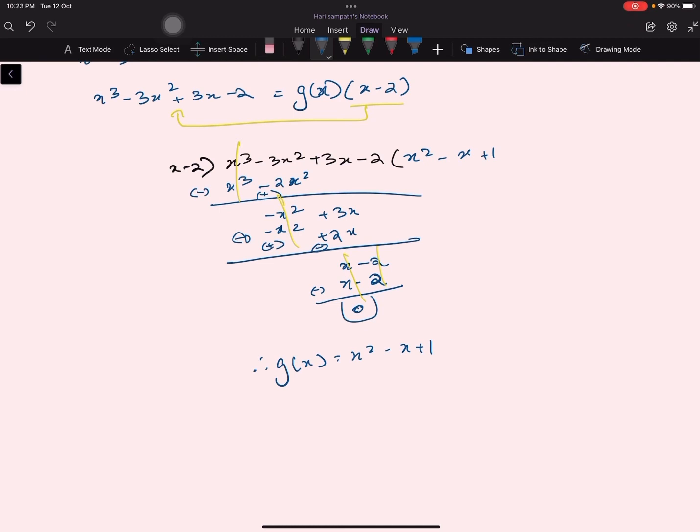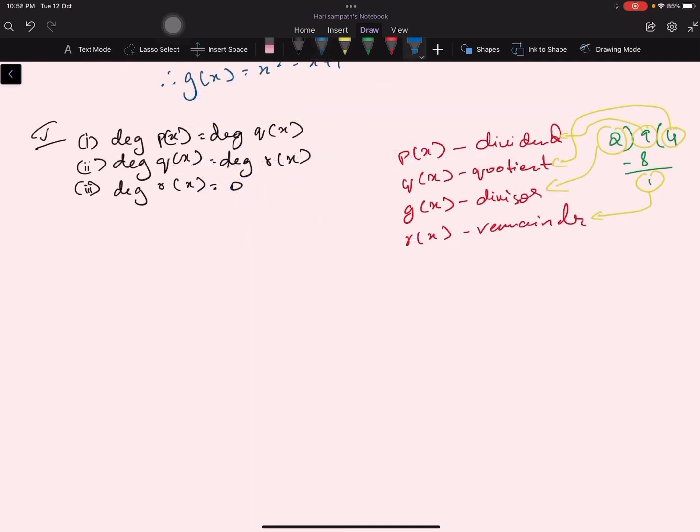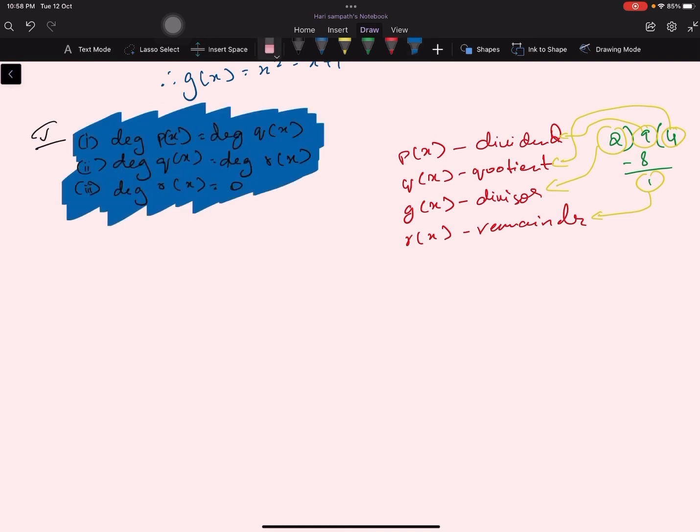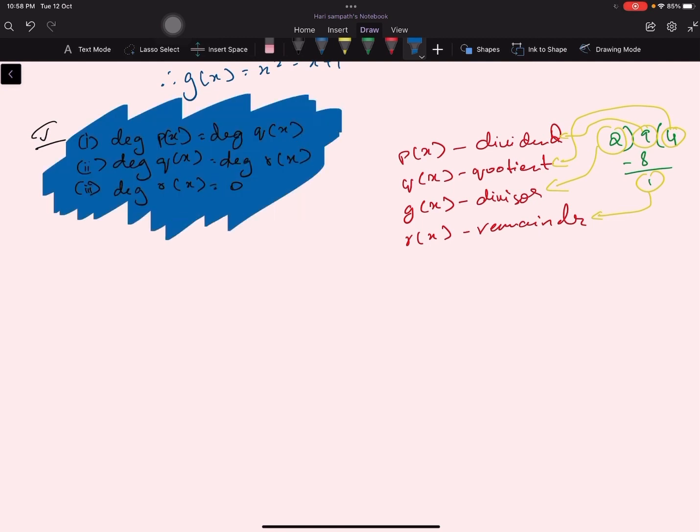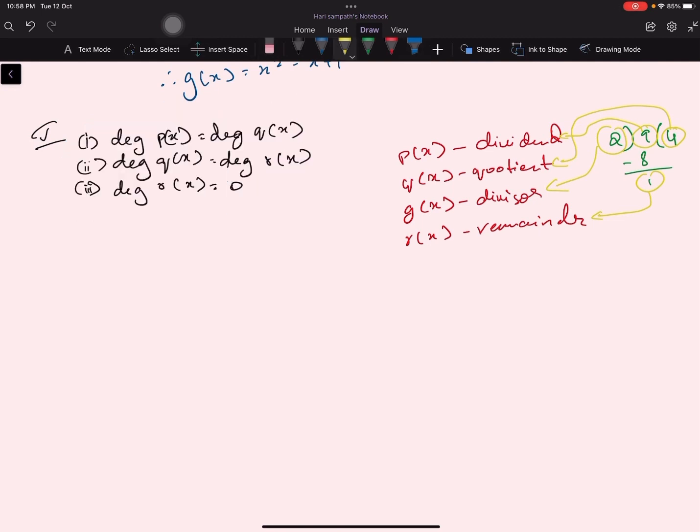That's it, guys. So now in the fifth one, we are given a bunch of parameters and the degrees of them should be the same. It will be very easy, guys. We just have to know some basics, like what is p of x, q of x and r of x. That is what I'm going to be explaining right now.